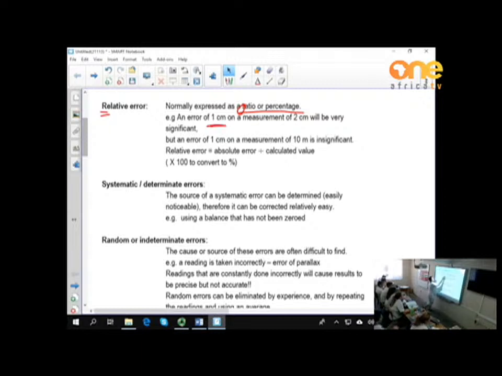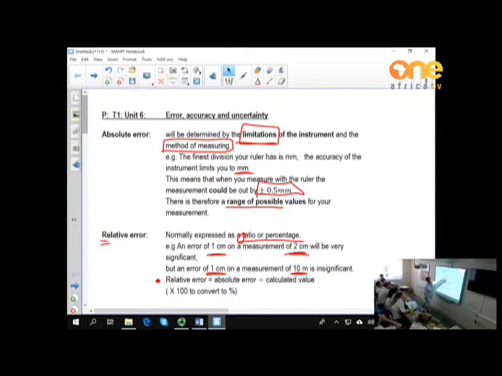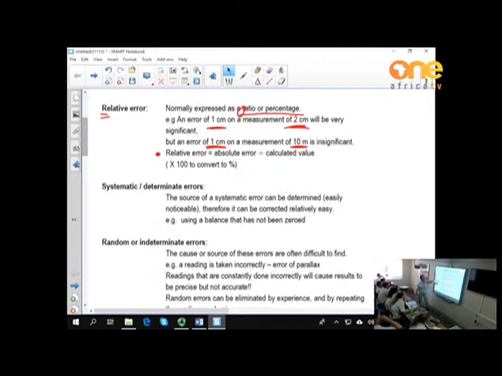An error of 1 centimeter on a measurement of 2 centimeters will be very significant. It's a 50% error. Okay? But an error of 1 centimeter on a measurement maybe of 10 meters is fairly insignificant. You follow me? All right. So, we say a relative error can be calculated as the absolute error, in other words, the reading that you've taken that is limited by the instrument and your method of using. You take the absolute error and you divide it by a calculated value times 100 to convert to percentage.